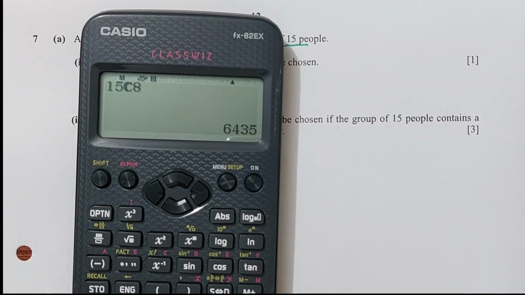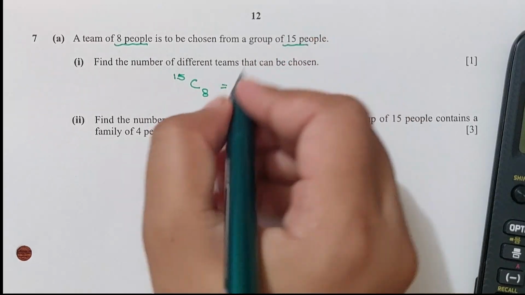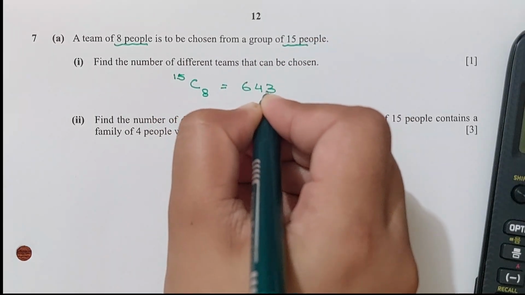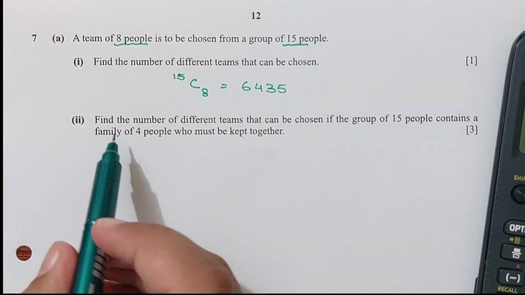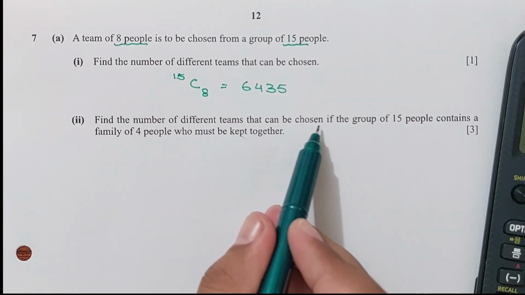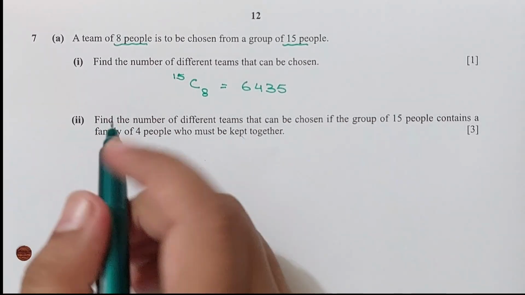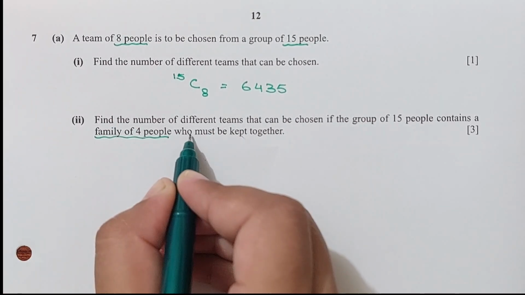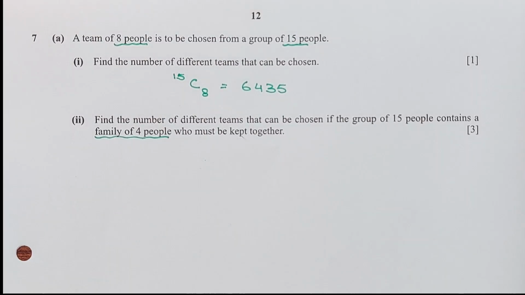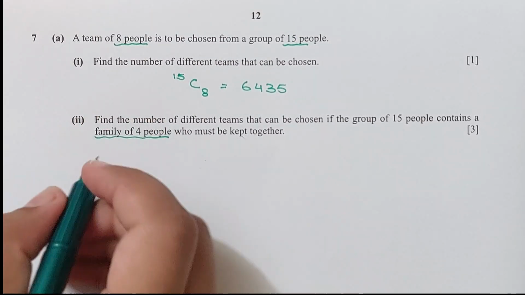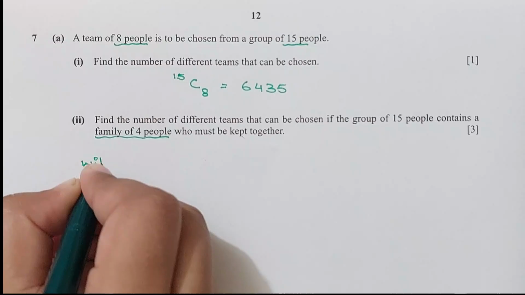15C8 is 6,435. Right. Now for part B, find the number of different teams that can be chosen if the group of 15 people contains a family of 4 who must be kept together. Right. Family of 4. So we can say with family and without family. We have two cases.